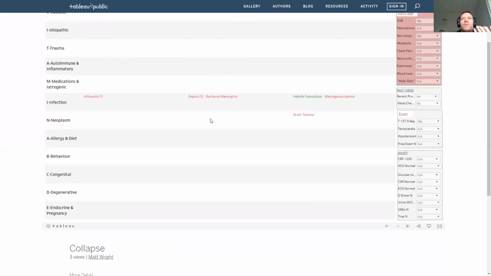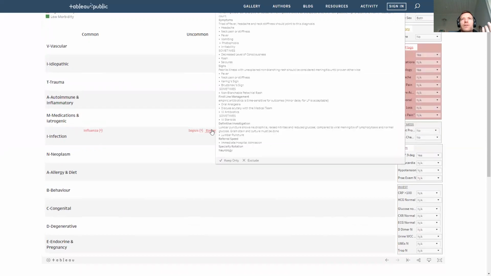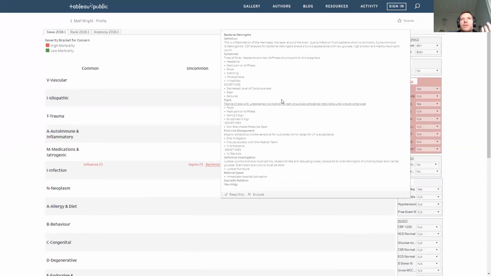If we went into, for example, bacterial meningitis here, you've just got to put the mouse inside there and it holds. It tells you about the inflammation, the triad of fever, headache, and neck stiffness. Symptoms you can find and sometimes find, so not often decreased level of consciousness, but it can occur, same with a rash, same with seizures. And then some of the other bits here about how to treat it: empiric antibiotics are time sensitive for outcomes, and given antibiotics, someone is given steroids, and what you find on lumbar puncture.